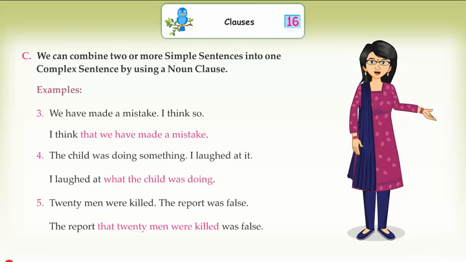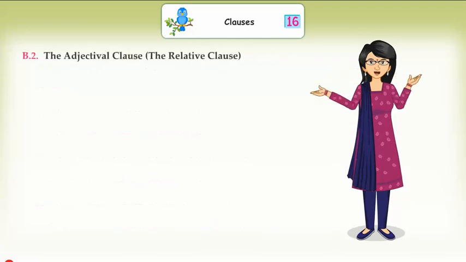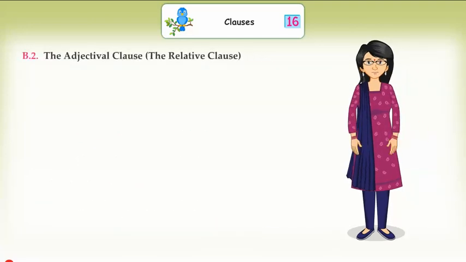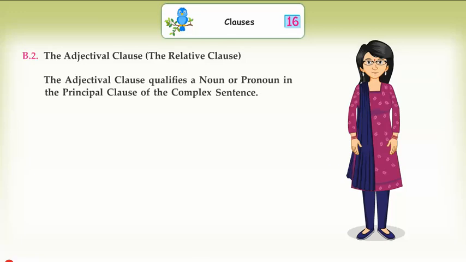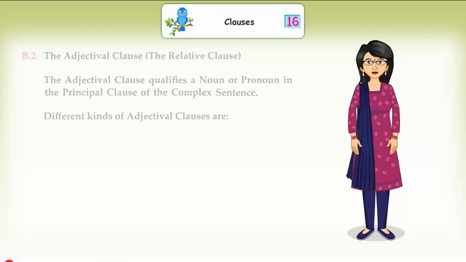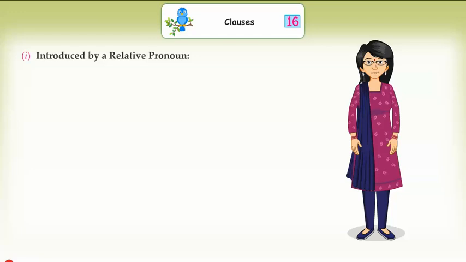The report that 20 men were killed was false. B.2. The adjectival clause, the relative clause. The adjectival clause qualifies a noun or pronoun in the principal clause of the complex sentence. Different kinds of adjectival clauses are: 1. Introduced by a relative pronoun.